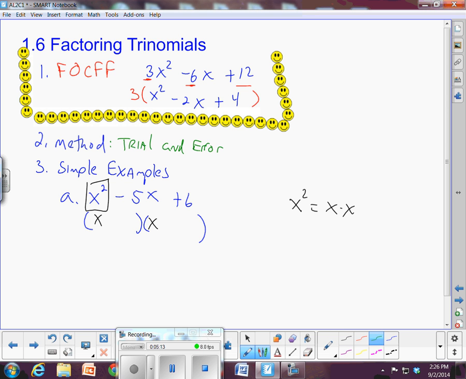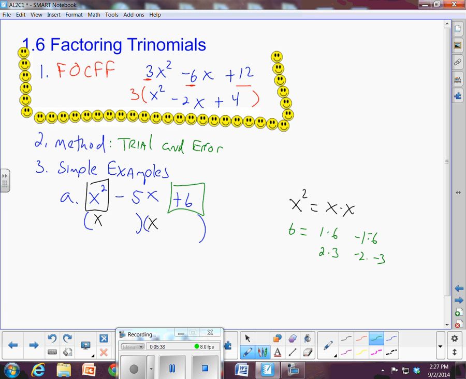Now, the back terms are going to be factors of a positive 6. Again, for sake of illustration, I'll show you what the possibilities are. For a 6, you can have a 1 times 6, or you can have a 2 times 3. You could also have a negative 1 times a negative 6, or a negative 2 times a negative 3.